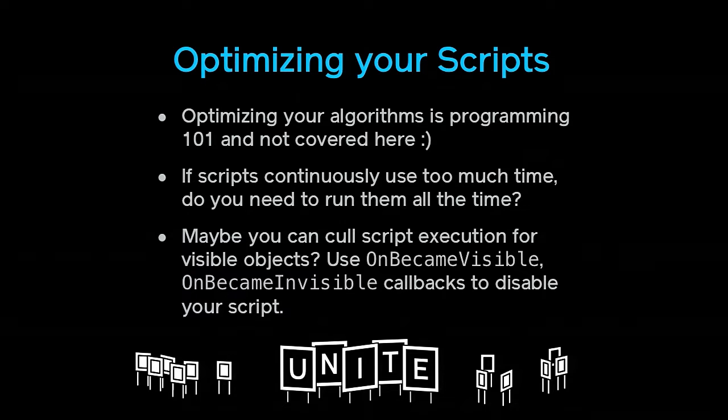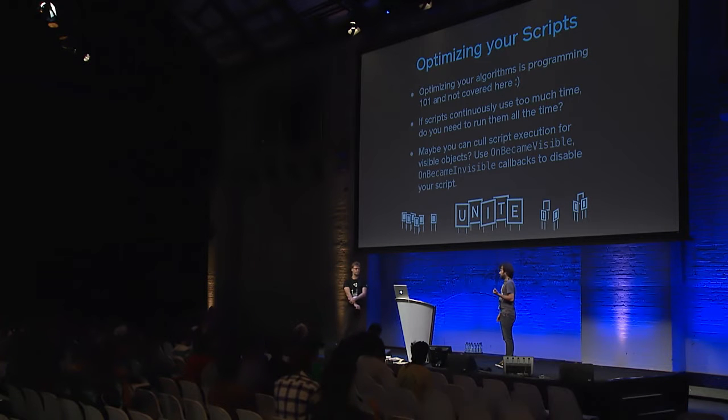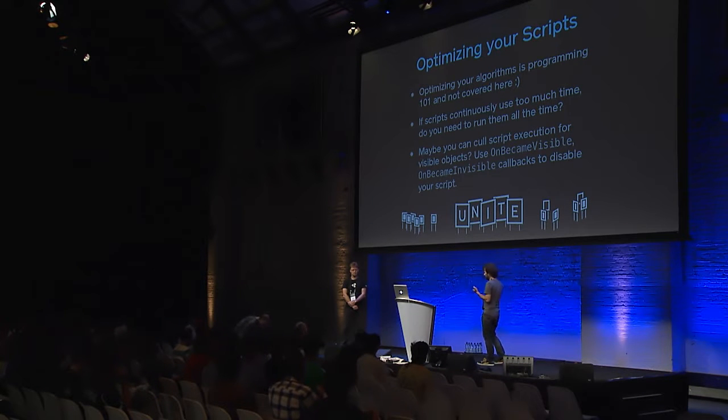And there's a very easy to use callback to optimize for that. Just hook up the onBecameVisible and onBecameInvisible callbacks in your script. And you can just set self.enable to true or false to turn on and off execution of your script whenever the renderer attached to the game object becomes visible or invisible. That way you can make sure your code only runs if the attached game object is visible on the screen.